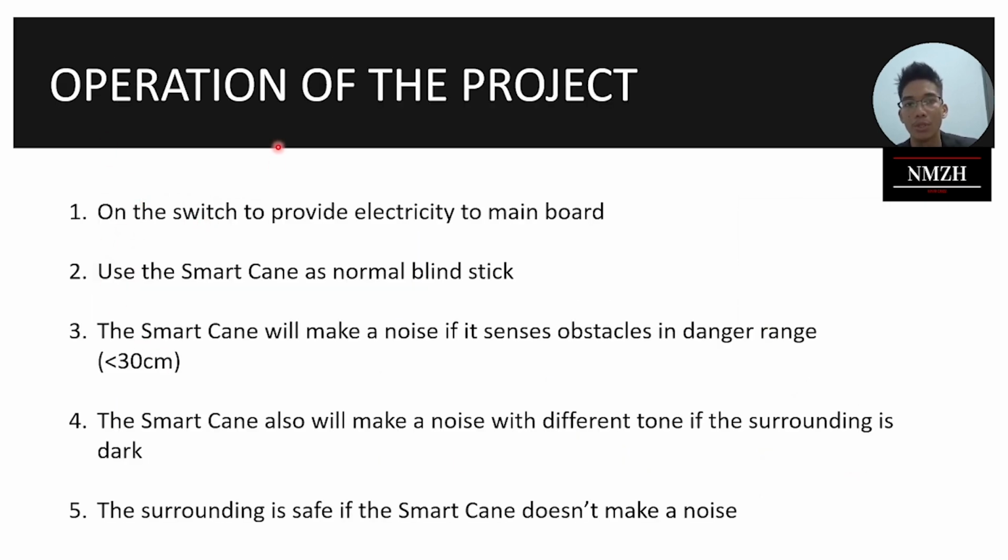Of course, turn on the switch to provide electricity to the mainboard. Use the smart cane as a normal blind stick. The smart cane will make a noise if it senses an obstacle in danger range, which I set to be less than 30 cm. If the obstacle is less than 30 cm, the smart cane will make a noise. The smart cane also will make a noise with different tone if the surrounding is dark. The surrounding is safe if the smart cane doesn't make a noise. The user can continue the walk if the smart cane didn't make a noise.